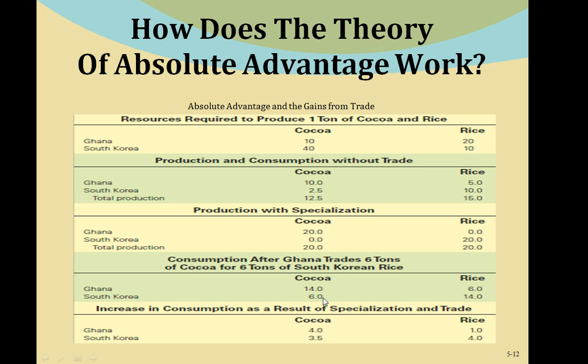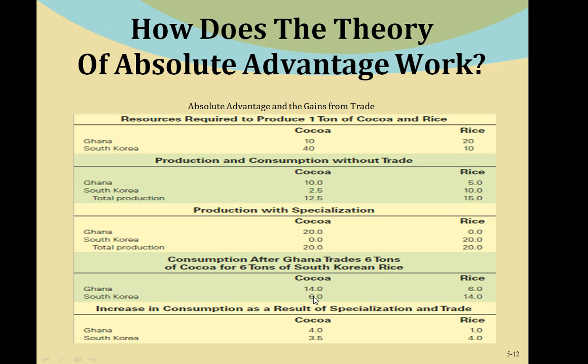For cocoa, South Korea was only able to produce 2.5. With trading, 6 is 3.5 more. Okay, 3.5. So Ghana produced 20 and traded 6, now left 14, because they sold 6 tons of cocoa to South Korea. South Korea produced 20 rice, now sells 6, so the remaining is only 14 rice. So 14, 14, 6, 6 equivalent.